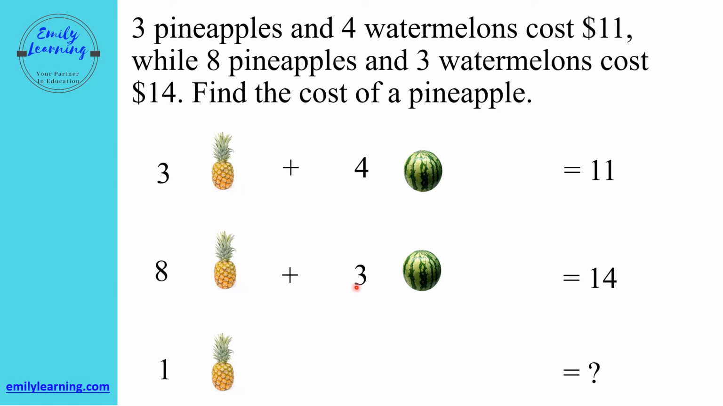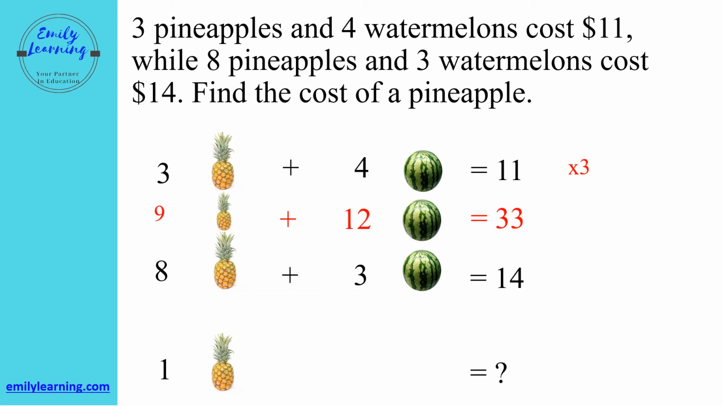To do so, I will multiply this first statement by 3 and multiply this second statement by 4, because 3 times 4 is 12 and 4 times 3 is 12. So then I'll have 12 watermelons for both equations. I'll multiply the first statement by 3. So 3 pineapples will now become 9 pineapples because 3 times 3 is 9. 4 watermelons will now become 12 watermelons because 4 times 3 is 12. And $11 will now become $33 because 11 times 3 is 33.